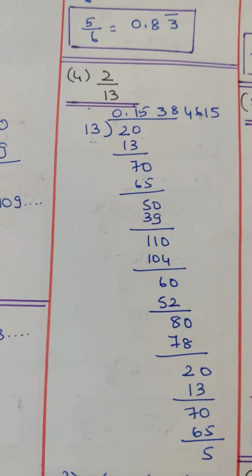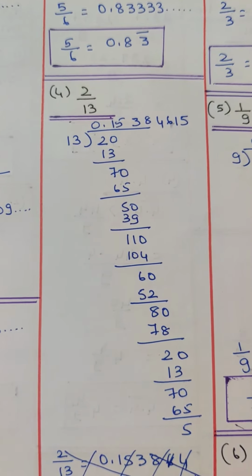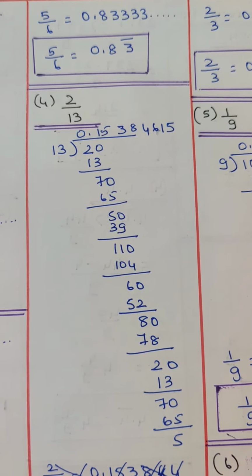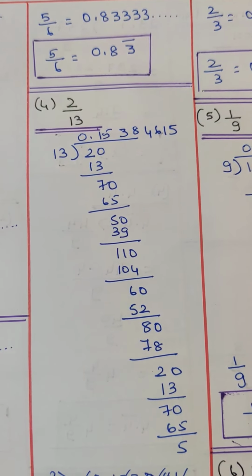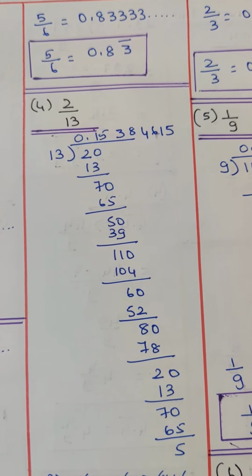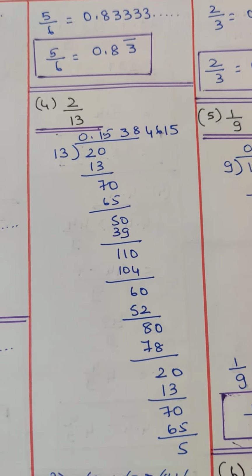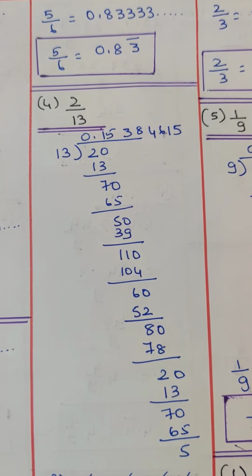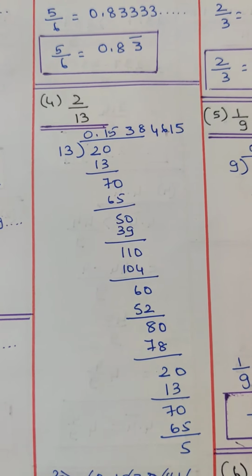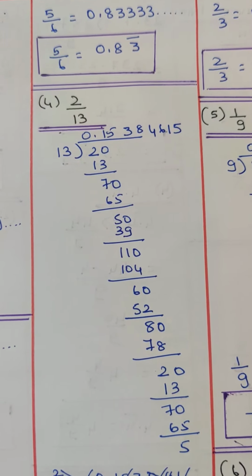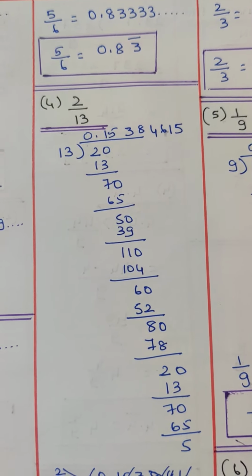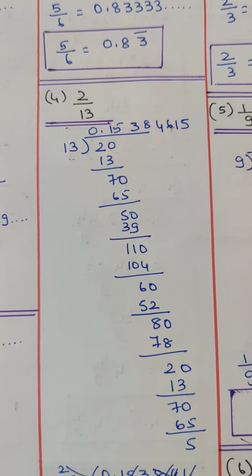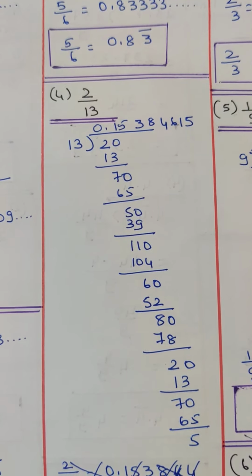Now 2 by 13. Put a point. It becomes 20. 13 1s are 13, 7 remainder; 13 5s are 65, 5 remainder; 13 3s are 39, 11 remainder; 13 8s are 104, 6 remainder; 13 4s are 52, 8 remainder; 13 6s are 78, 2 remainder, and now the process repeats. So 153846 will be the recurring number.